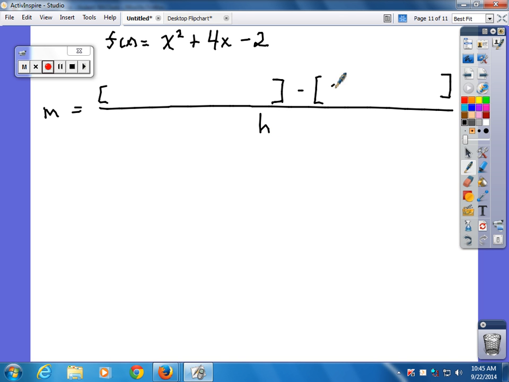Go ahead and plug it in right here, x squared plus 4x minus 2. And here is going to be parentheses squared plus what? Parentheses minus 2. And what's going to go in here? Good. Everybody's saying x plus h.